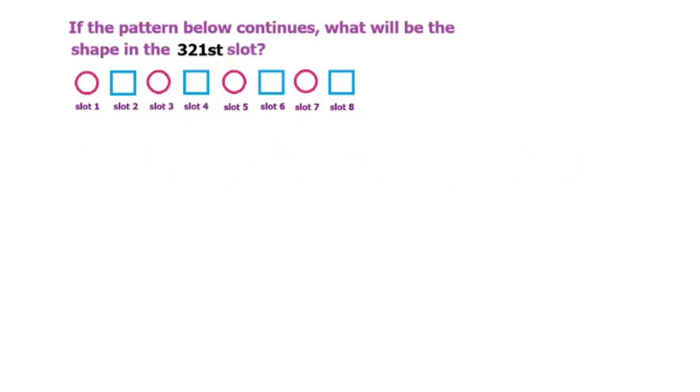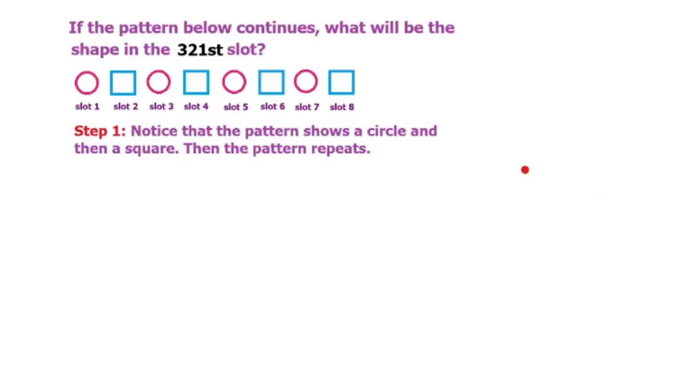But no, there's a trick to everything, okay? In math, there's always simplicity, and I love these kind of problems. So step one, let's first break it down. Notice that the pattern shows a circle and then a square. Then the pattern repeats: circle, square, circle, square, circle, square, circle, square. They've been named as slot 1, slot 2, slot 3, slot 4, slot 5, slot 6, and so on. And we're trying to find out which one of these shapes would be in slot 321.